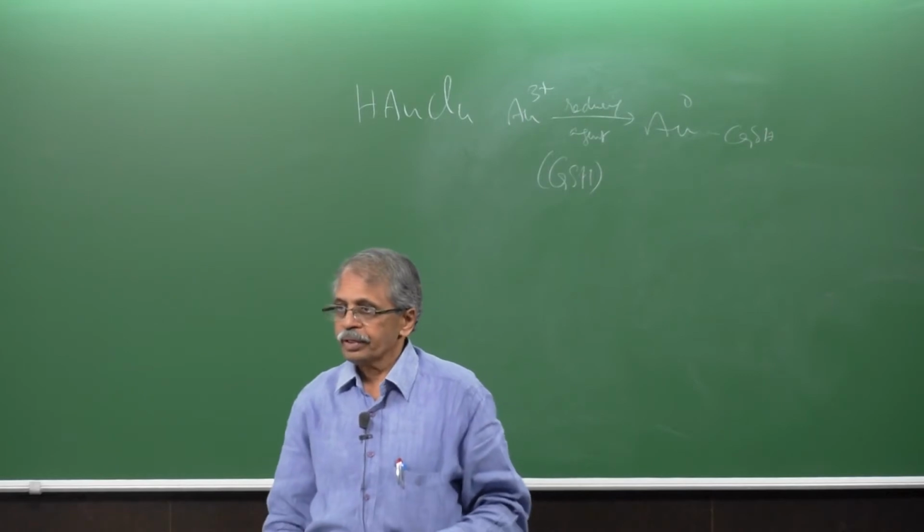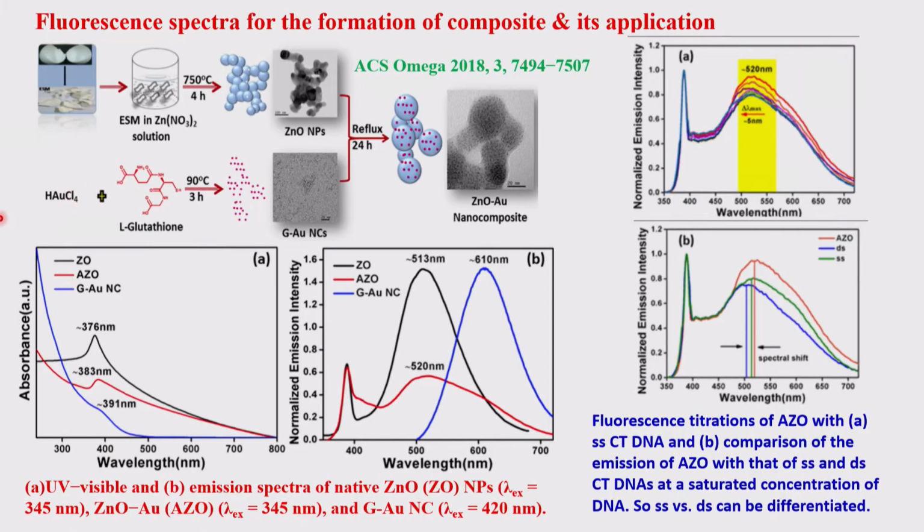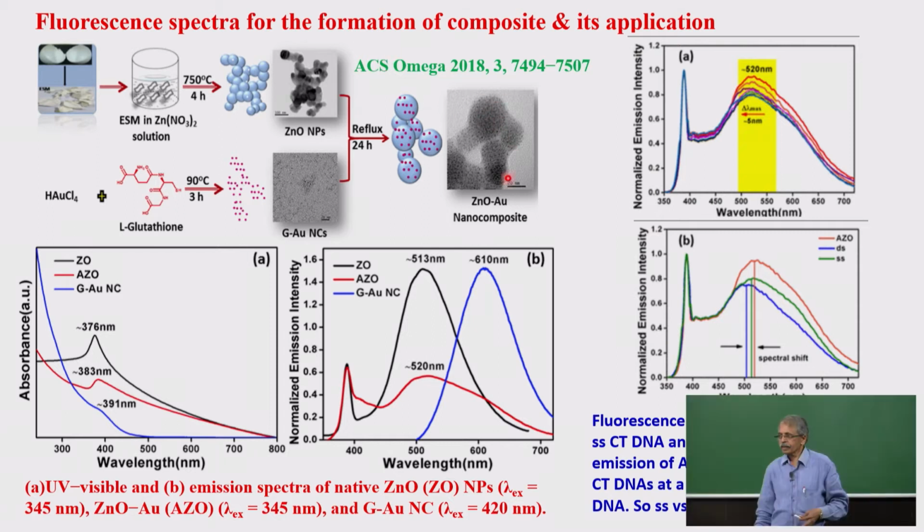So you have the glutathione and the auric chloride, and the reaction at 90 degrees for 3 hours gives you the product, and you can see it from the TEM. Now you don't mix the TEM micrographs, but you mix the materials. So you can mix this as well as this and reflux for 24 hours, and then you get a different kind of thing. Those are nothing but zinc oxide coupled with gold, so the zinc oxide gold nanocomposite.